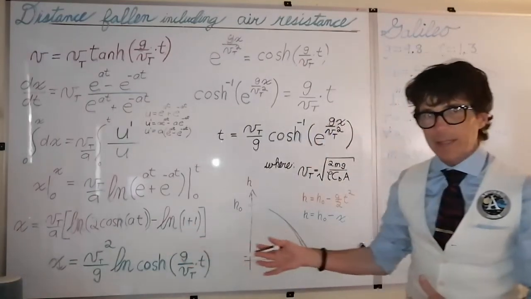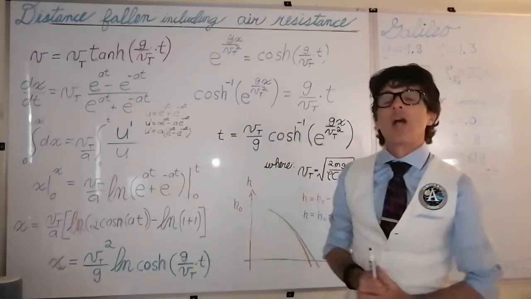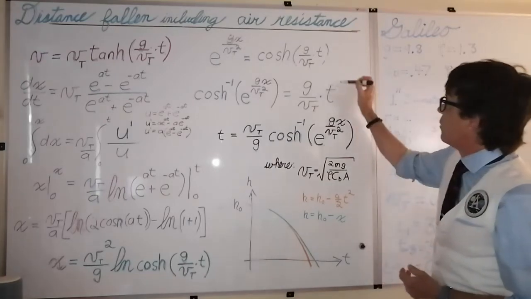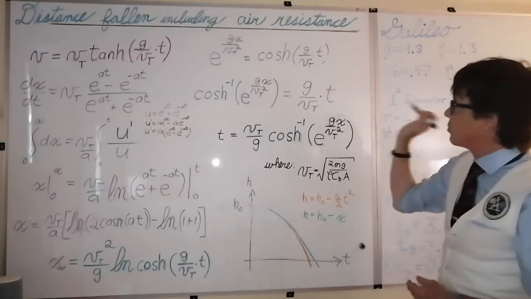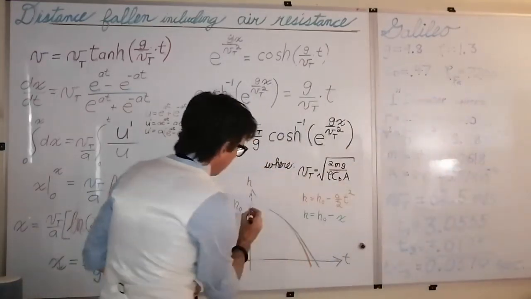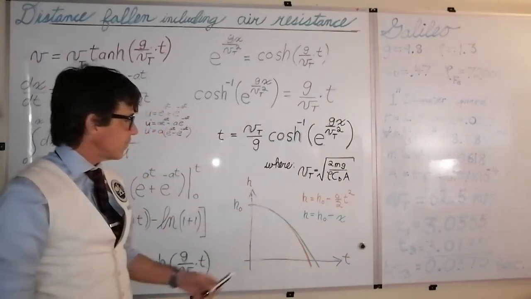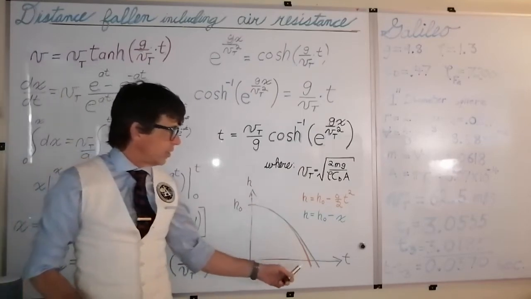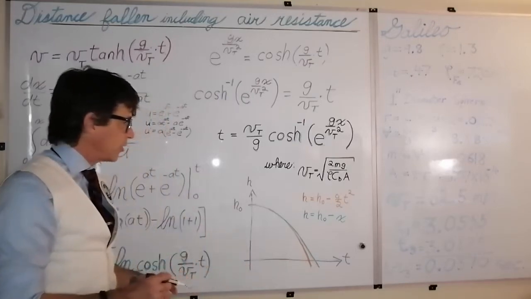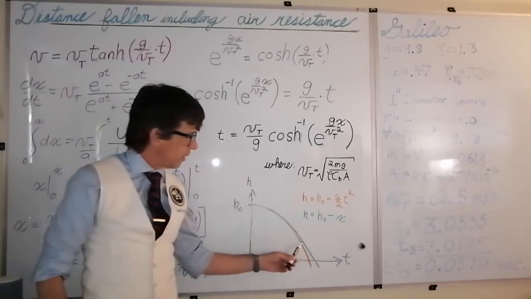raising both sides to e, the inverse function of the logarithm, and then just using the inverse function for the cosh to isolate this right here, and then I just multiply across by vt and g to isolate time. And when I do that, I get something that's rather like this. The orange here would be the trajectory where we'd fall in a vacuum, and we begin falling that way until we depart and become a straight line.